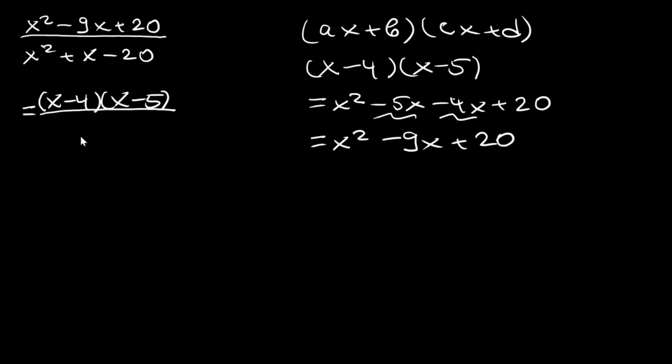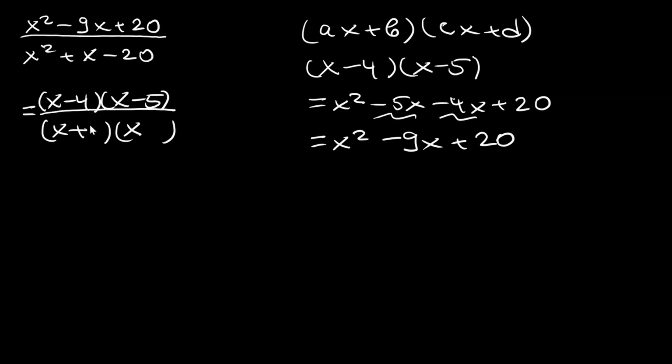Let's see what we have in the denominator. We have x squared plus x minus 20. And the idea is to express it in a similar way. Again, we have just x squared. Therefore, we can write down x here and x here. We have minus 20 this time. And also plus x, which means that we need constants, the product of which is minus 20 and the sum of which is plus 1.